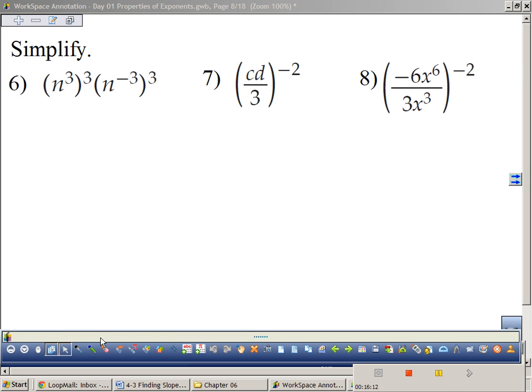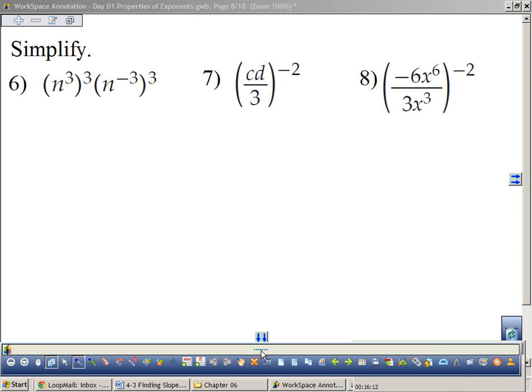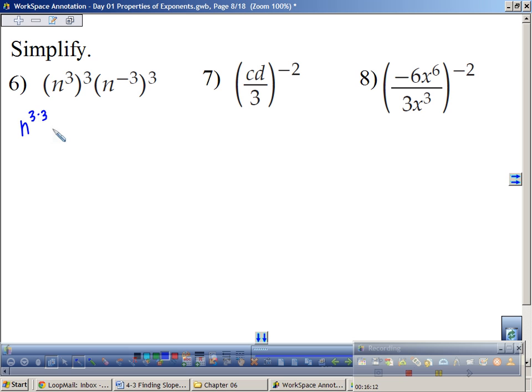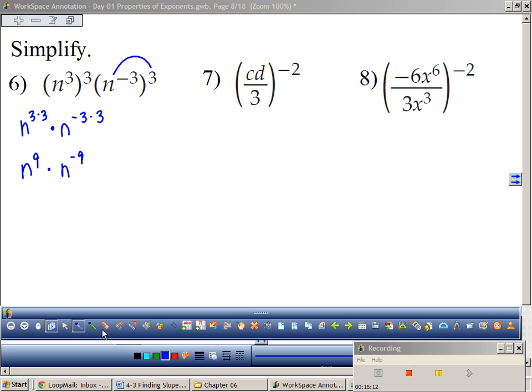All right, so let's do these 3. We're going to do them nice and easy. So simplify. I've got m cubed 3 times, so that's m cubed 3 times. I've got n to the -3. This can be done 2 different ways. n to the -3, 3 times. So n cubed 3 times is n to the 9th times n to the -9, which is n to the 0, which is 1.